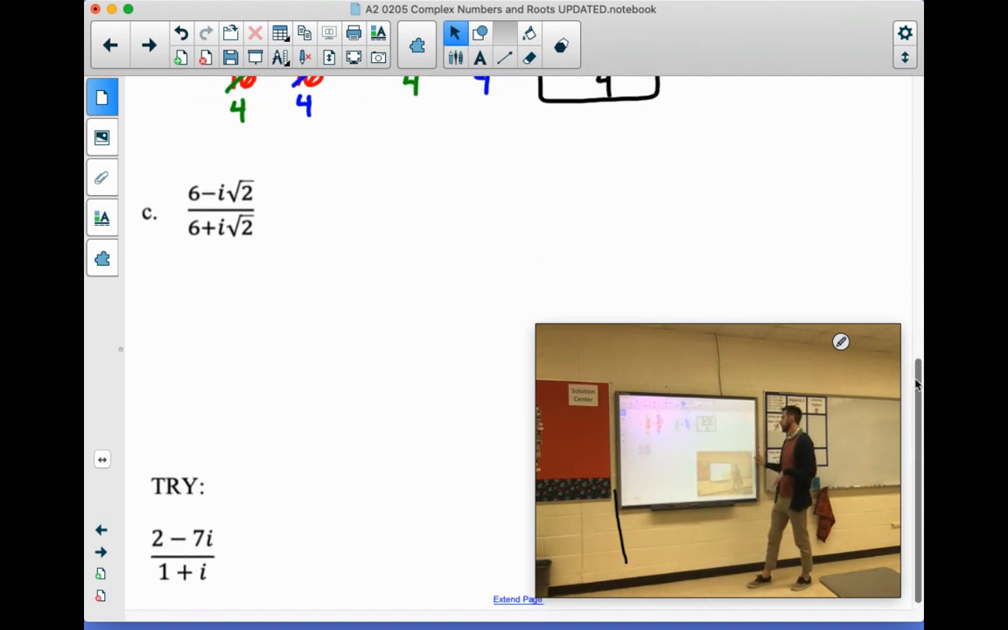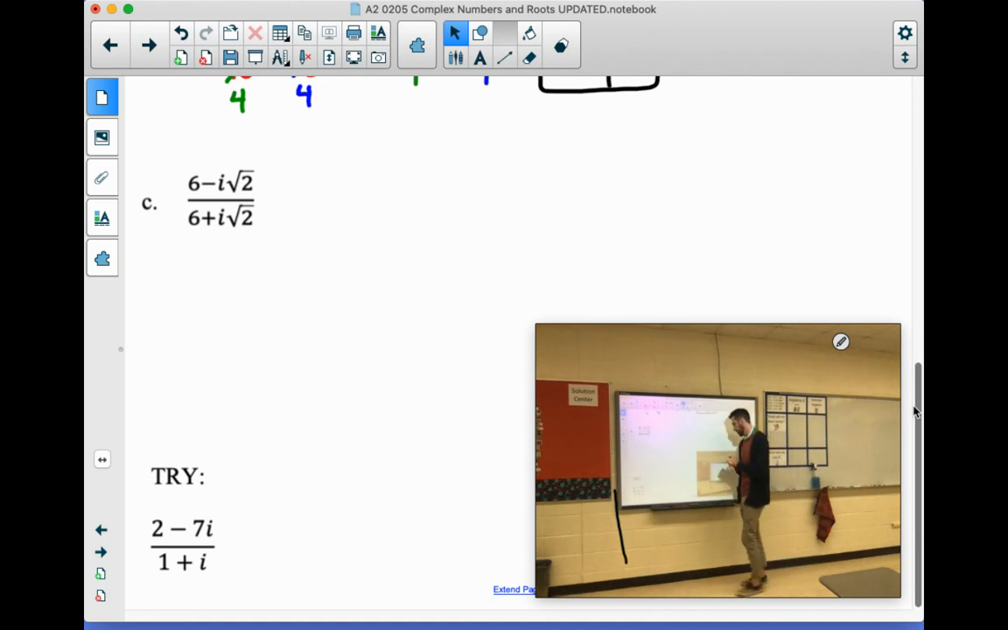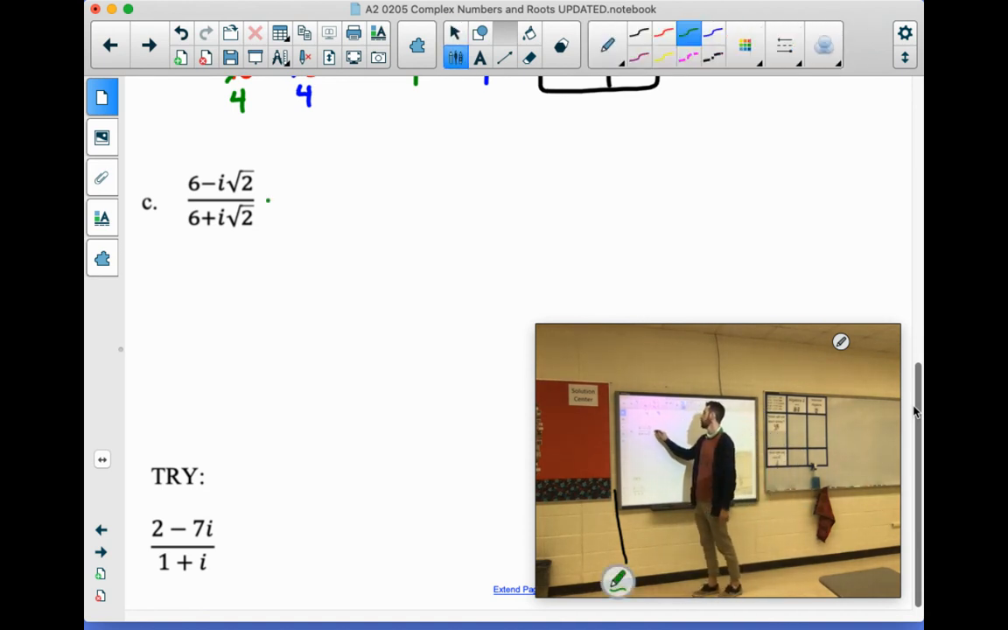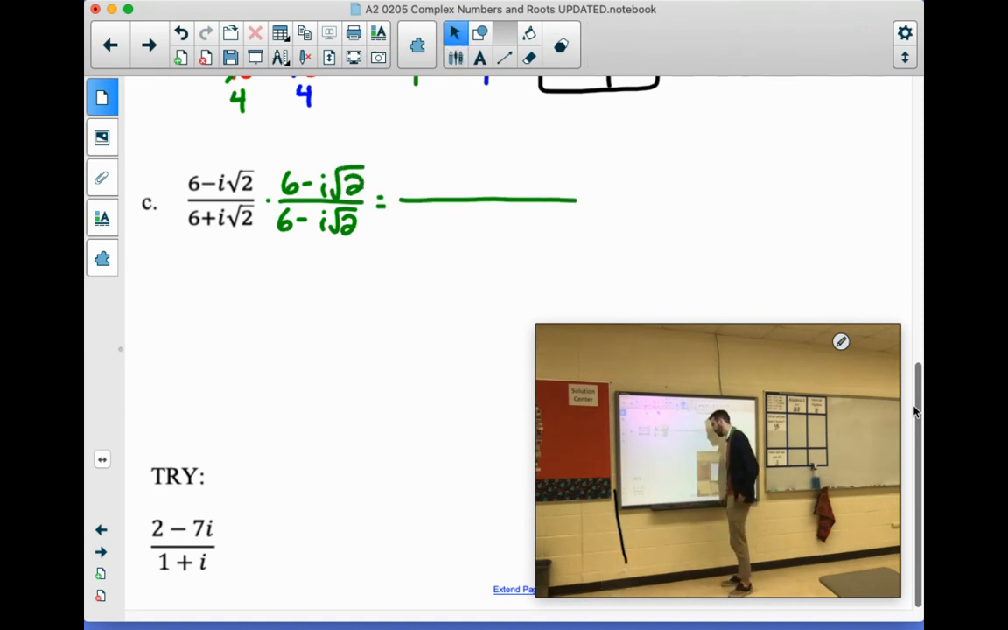All right, let's try this one. This one is super difficult. We got this though. Remember, we worry about the denominator. It says 6 plus i root 2. So we are going to multiply by 6 minus i root 2, 6 minus i root 2. Okay, let's see what we got.